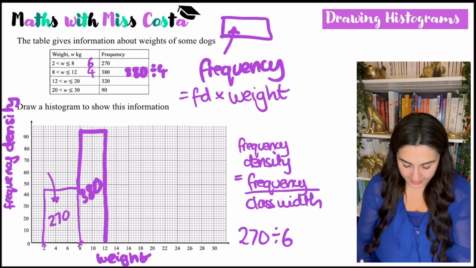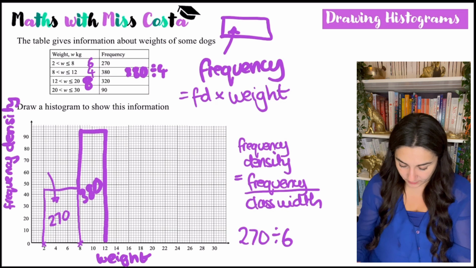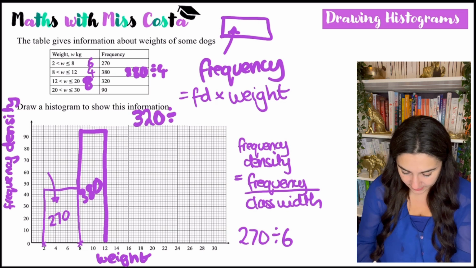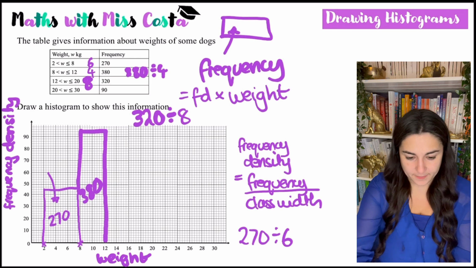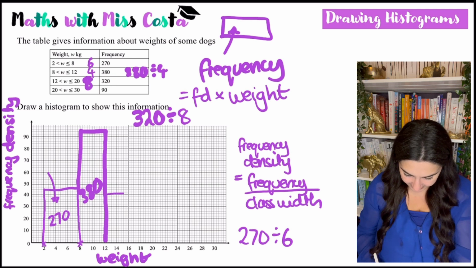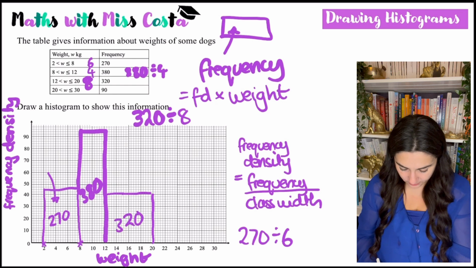Next, I've got a class width of 12 to 20, which is 8. So I'm going to do 320 divided by 8, and 320 divided by 8 is 40. So the frequency density is 40, and the class width is 8, so it's going to go all the way up to 20. And that represents 320 dogs.